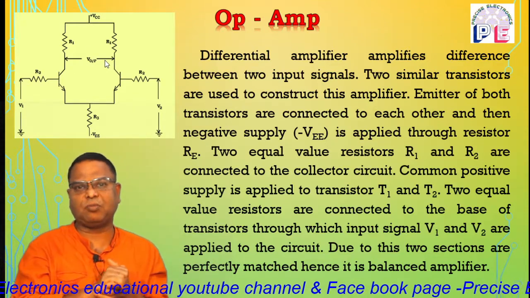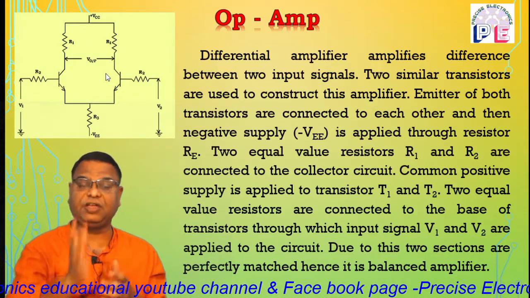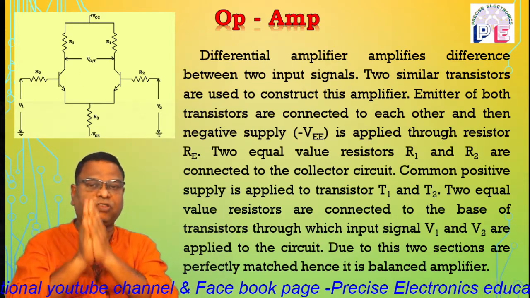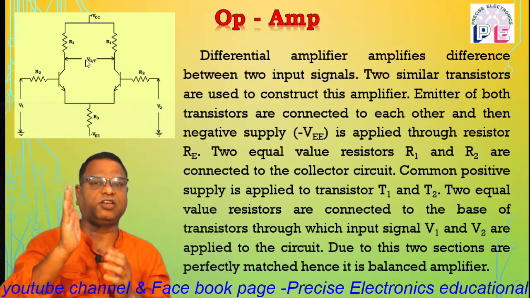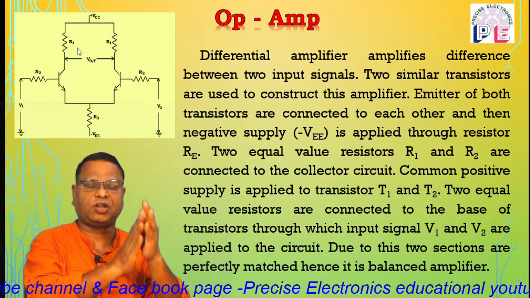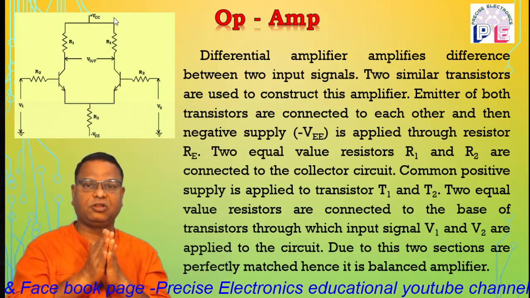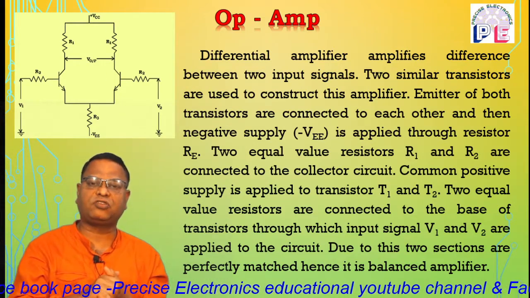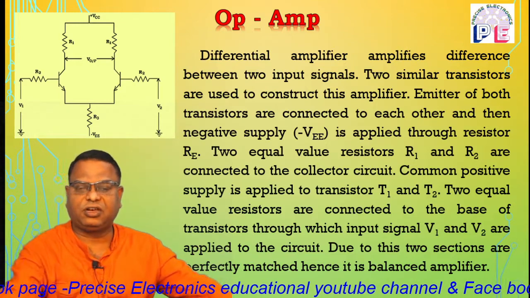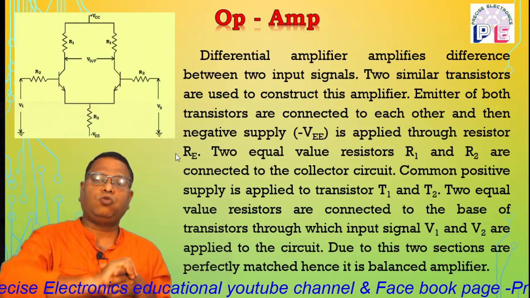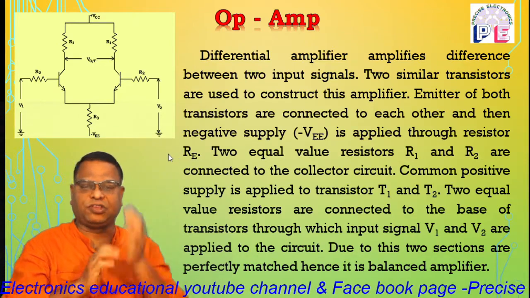That is the circuit diagram of the differential amplifier, in which the two sections, the section of transistor T1 and the section of transistor T2, are perfectly balanced because the same number of components are used. That is the circuit diagram of the differential amplifier. Now we are going to apply the input signals.